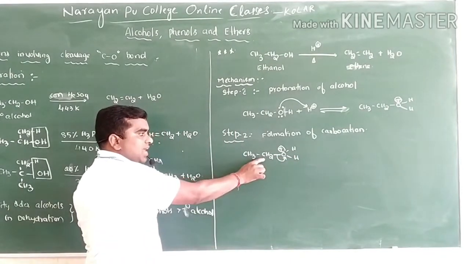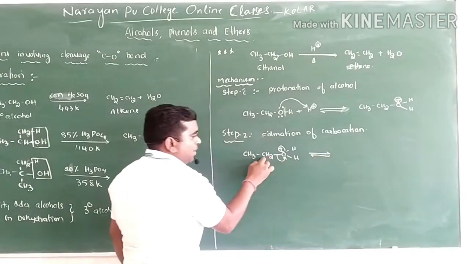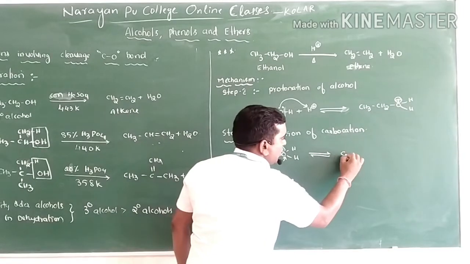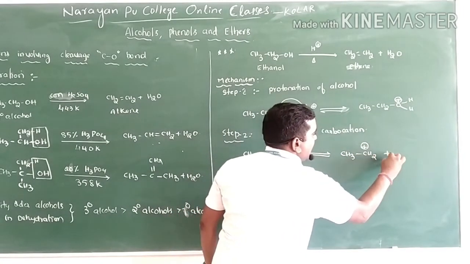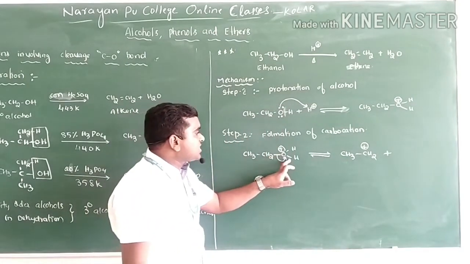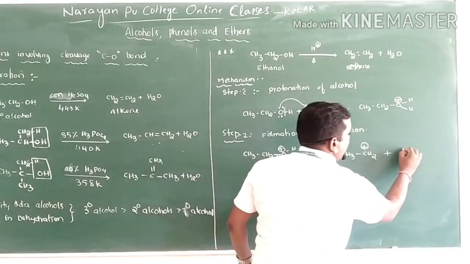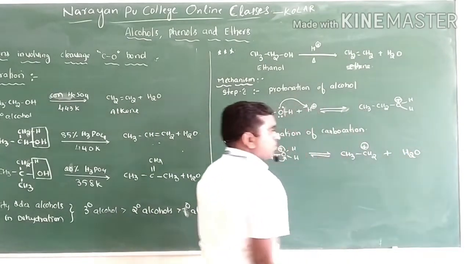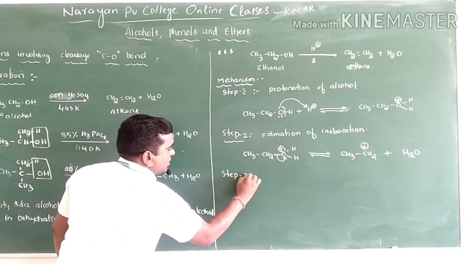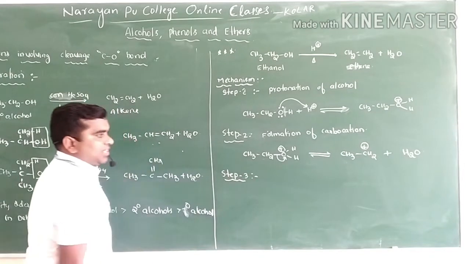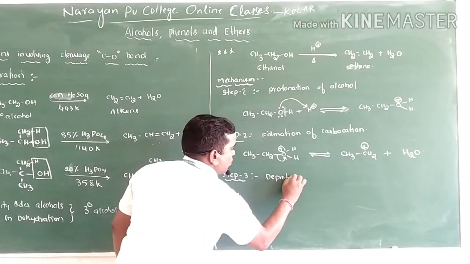Carbon is losing electrons, oxygen is gaining electrons. Which one is losing electrons here? Carbon is losing electrons, oxygen is gaining electrons. Losing electrons means which charge does it acquire? Positive charge. So carbon acquires the positive charge. Oxygen is gaining electrons, and the positive charge already there is neutralized. Then we will get H2O. Simple one. And step 3: deprotonation.